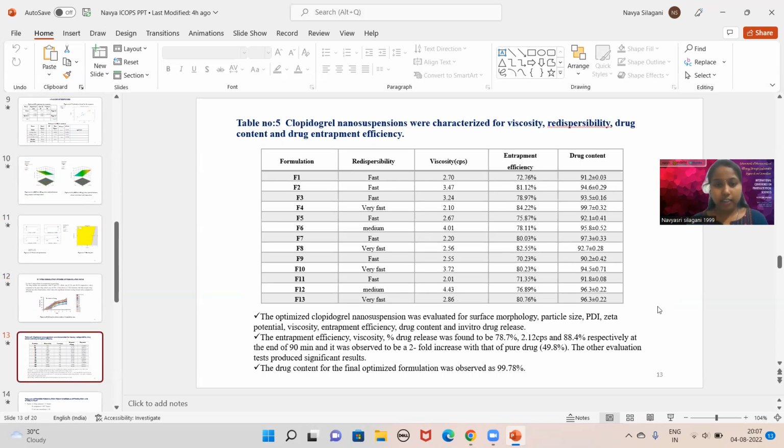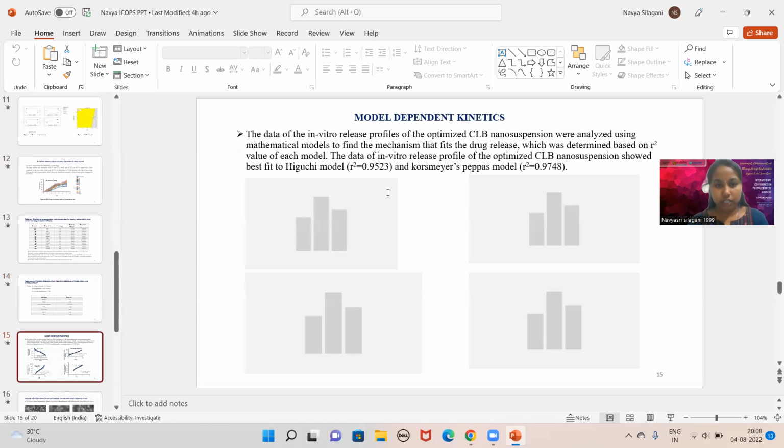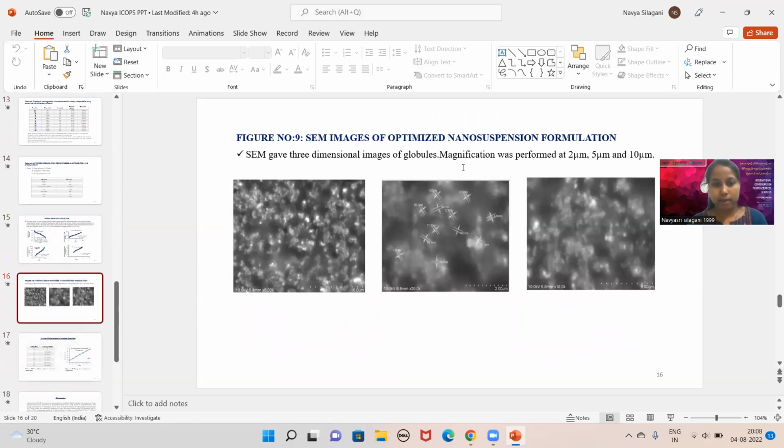And coming to the evaluation tests, here evaluation was for viscosity, dispersibility, drug content, and entrapment efficiency. The drug entrapment and percentage drug release were found to be 78%, and drug content for the final formulation was observed to be 99%. And this is the optimized formulation, and coming to the model dependent kinetics, here the in vitro release profile of the optimized suspension showed best fit into the Higuchi model and Korsmeyer-Peppas model.